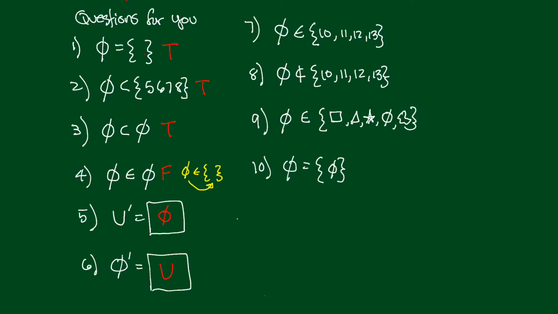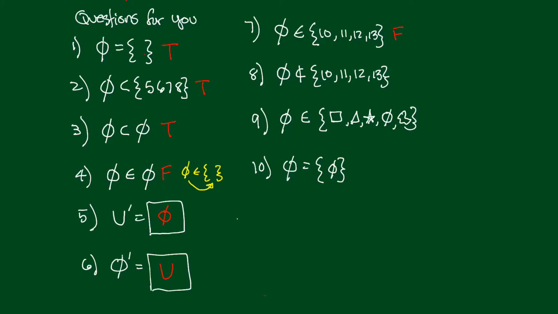Now, number 7, this one says that the empty set is an element of this set right here. What do you think? I'm thinking it's false, because if the empty set is a member of this, I don't see it over here, right? If it's a member, you've got to see it in there. I don't. So this is not an element. So this statement as it's written is false.